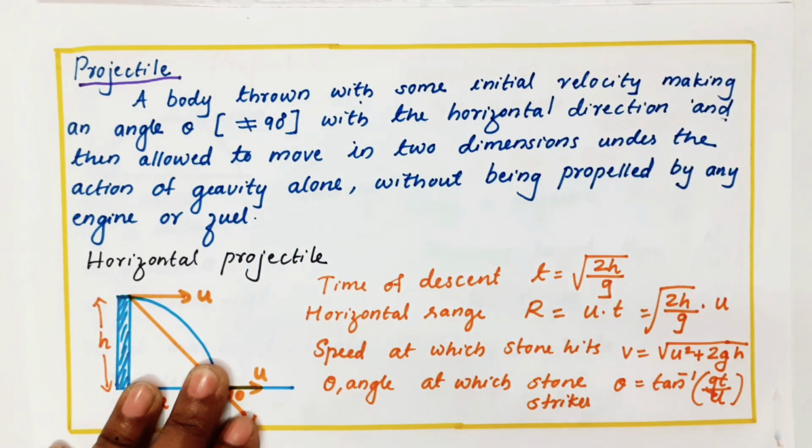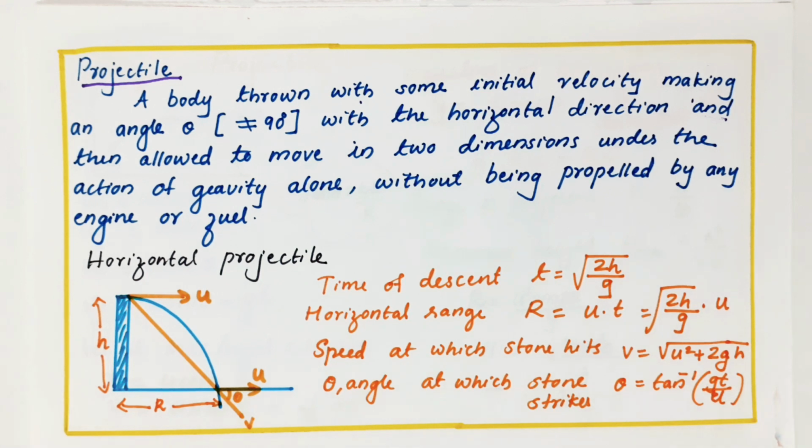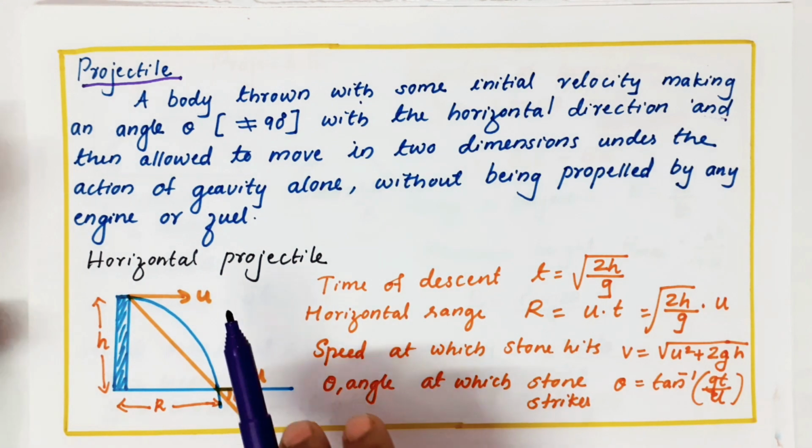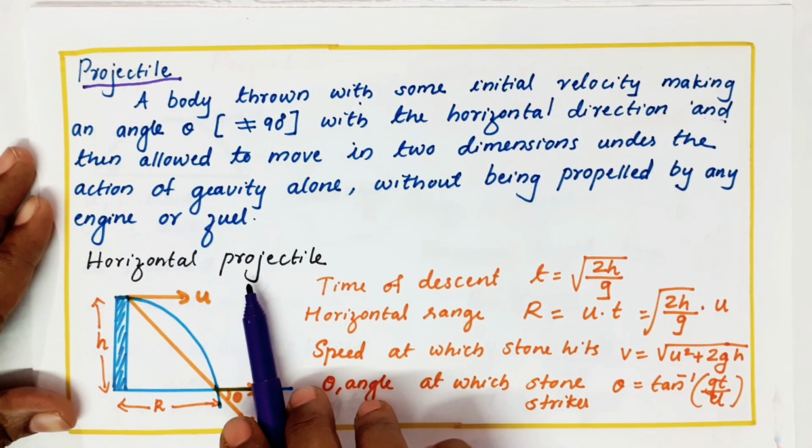We are not using any engine or any fuel, and the body is moving under gravity alone. This is called a projectile. The next case is the horizontal projectile. What is called a horizontal projectile?